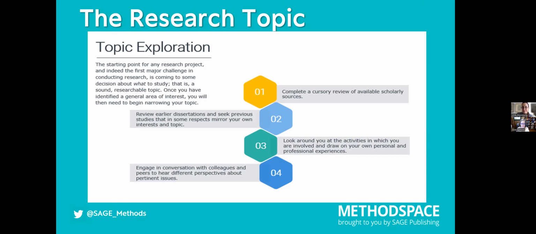Then we move to the second, and we review any dissertations that have already been completed on our topic, and maybe that might mirror our topic, or at least have a lot of information about our topic. The third step is to look around at the activities in which you're involved, whether it's work, personal life, or whatever, and think about how that can play into my passion for my possible topic. And then fourth, we need to engage in conversations with colleagues, peers, and professors to get different perspectives about our possible topic exploration.